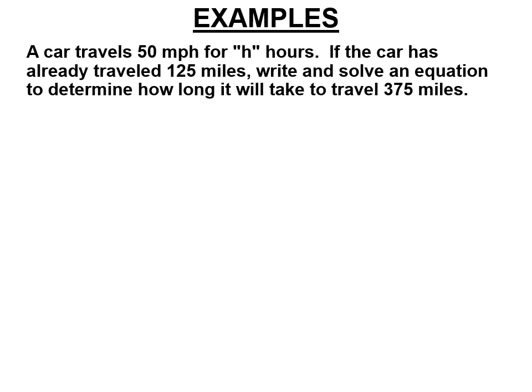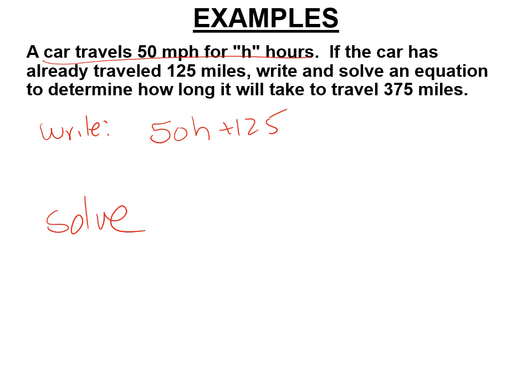So two-step equations. A car travels 50 miles per hour. There's our unit rate, and I gave you the variable right off the bat. If the car has already traveled 125 miles, right? So we have something that already happened. That's our constant. So you have two steps. You cannot just write the answer. You have to write the equation. And on the test, there will be a blank for you to write the equation. And now we went a total of 375 miles.